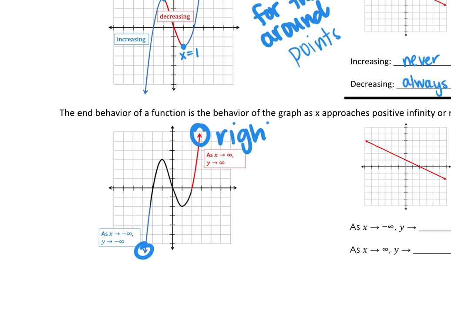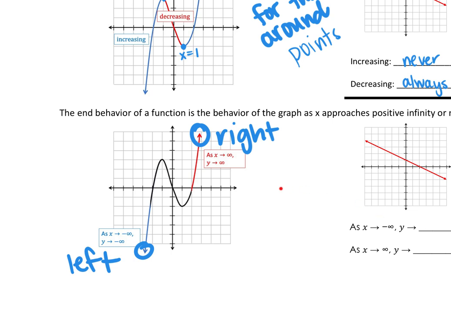This is the right side of the graph. This is the left side of the graph. So the way we read this notation, this is as x approaches infinity. So positive infinity on the x-axis is the right side. So as x is approaching infinity, what is y doing? So on the right side of the graph, this arrow is pointing up, which means y is also approaching infinity. And then this, as x is approaching negative infinity, well, negative infinity for x is the left side. What's that arrow on the left side doing? It's pointed down, which means it's also approaching negative infinity.